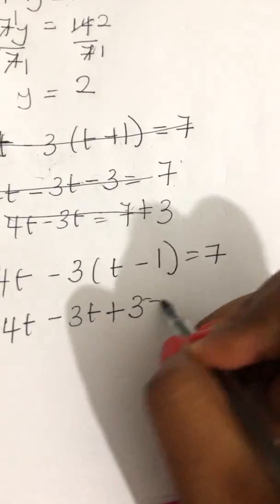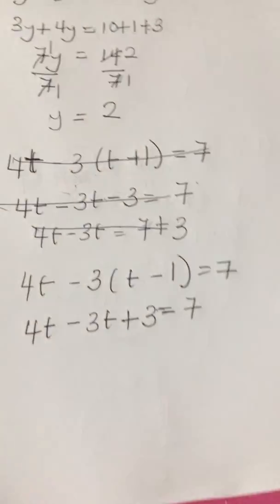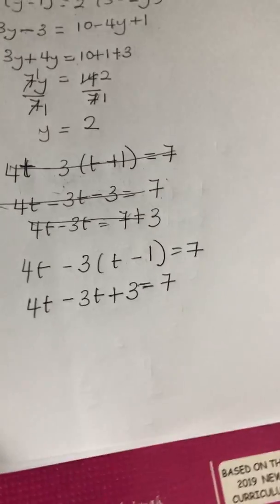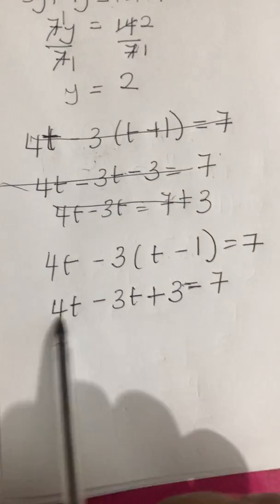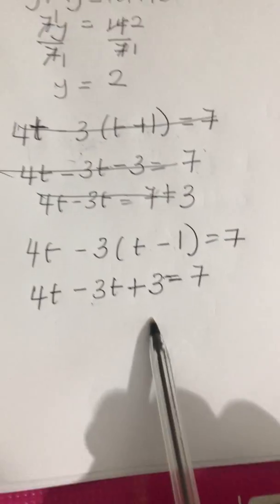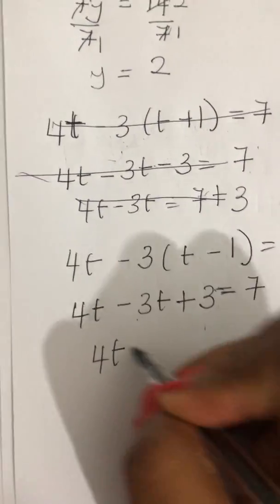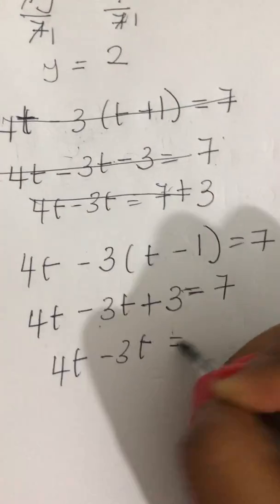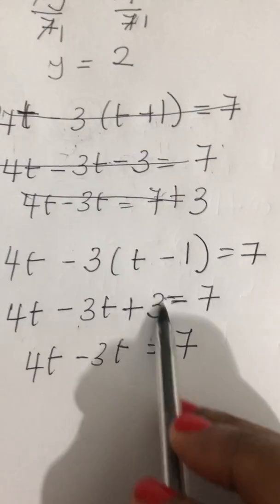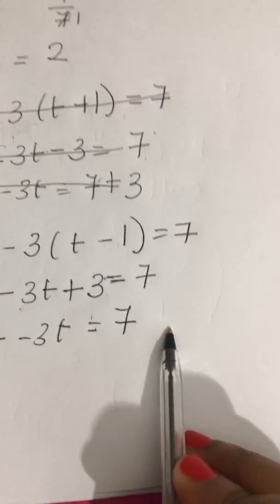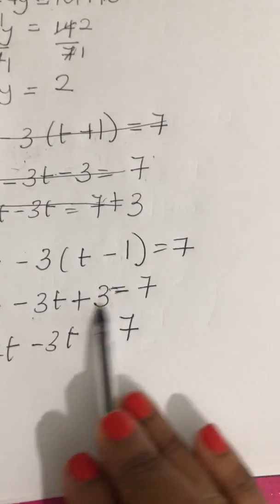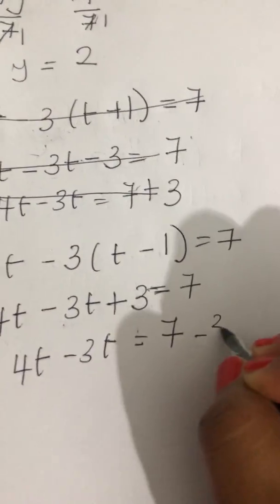Then you bring your what? Your 7 is still standing here. Okay, so the same thing. These ones are already grouped, so you leave it that way. And you just move this 3 to join the 7. So you have your 4t minus 3t is equal to 7. Now the 3 here is a positive 3. So when it crosses the is equal to sign, it's going to be a what? A minus 3. So you have minus 3 here.